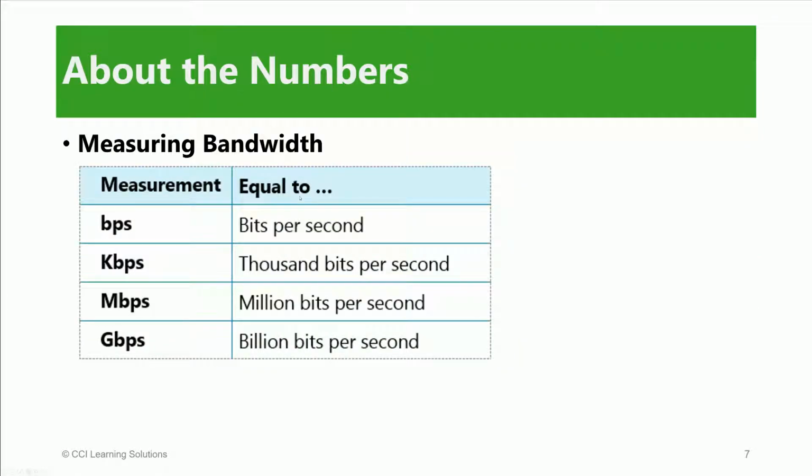Now, bandwidth, this is your measurement for your internet. We start off with bits per second, followed by kilobits per second, and then megabits, which is 1,000,000 bits per second, and then gigabits, which is 1,000,000,000 bits per second.